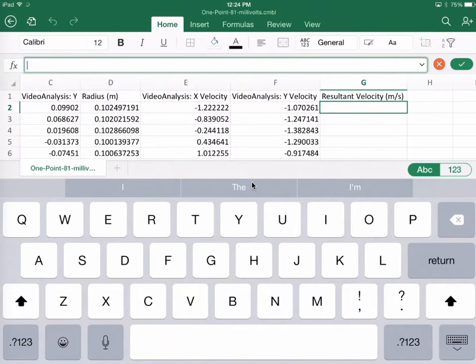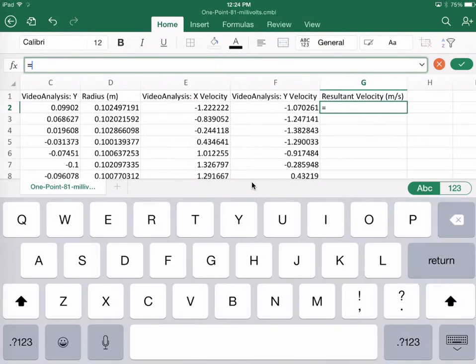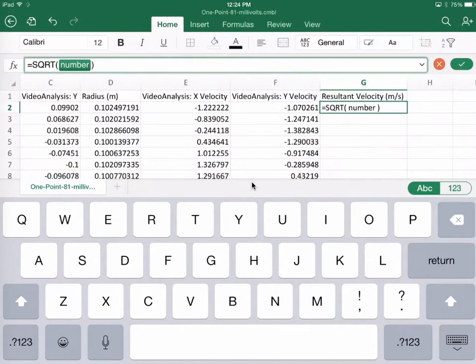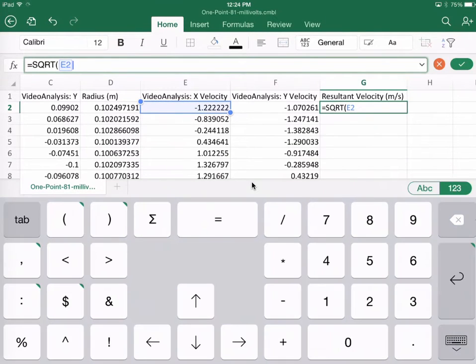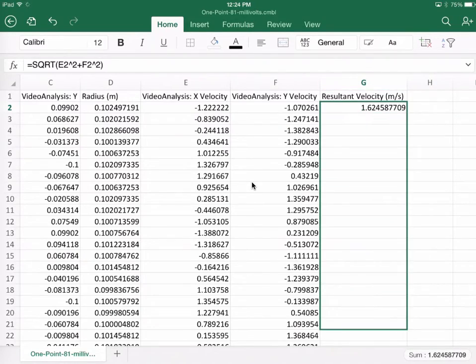So let's see here. We have resultant velocity here. This is going to be equal to the square root, SQRT. Again, let's choose our first number. Probably could have just copied the last formula, but oh well. Squared plus this formula. All right, so the resultant velocity is 1.62, and I'm just going to drag this down.